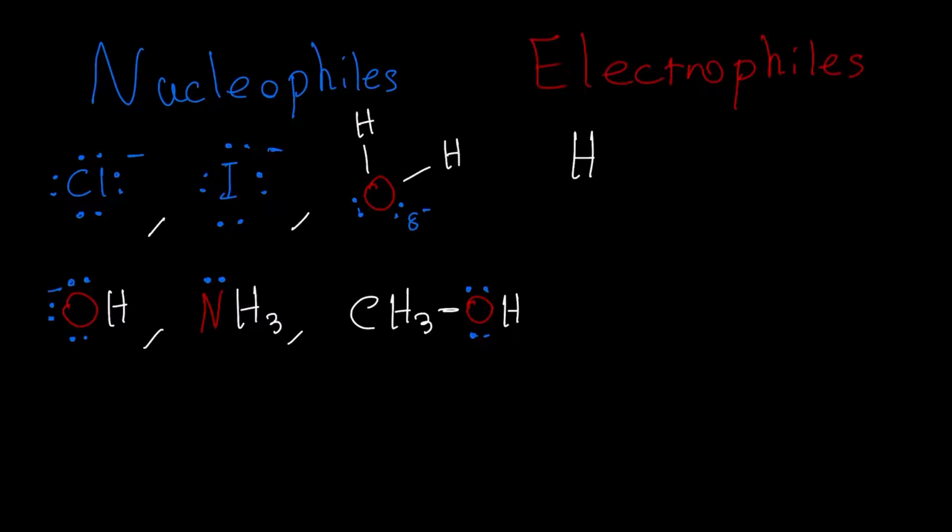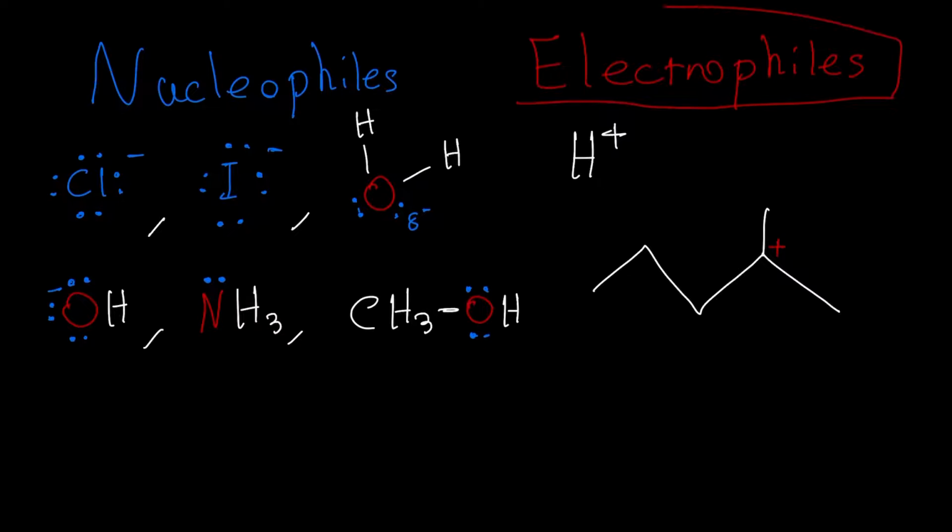Now, electrophiles, on the other hand, are going to be things that can receive electrons. So an H plus molecule is going to be able to receive electrons. And also, in organic chemistry, you're mainly going to see carbocations, carbons that don't have enough electrons. They are also going to be able to attract those electrons to themselves. They're going to be able to receive electrons, which means they're electrophiles.